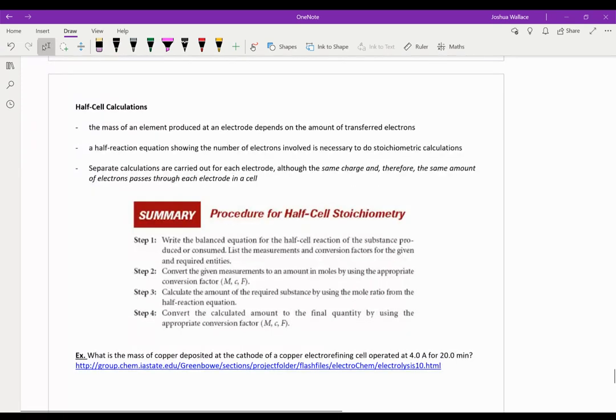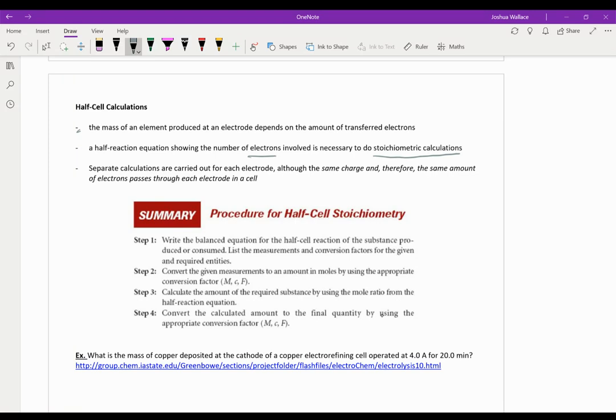All right. Half cell calculations. The mass of an element produced at an electrode depends on the amount of transferred electrons. A half reaction equation showing the number of electrons involved is necessary to do stoichiometric calculations. So we have to have our electrons showing. It has to be in that half reaction form. It can't be in the net reaction, or else we're not able to look at the electrons we have.